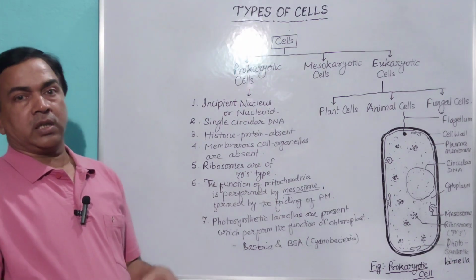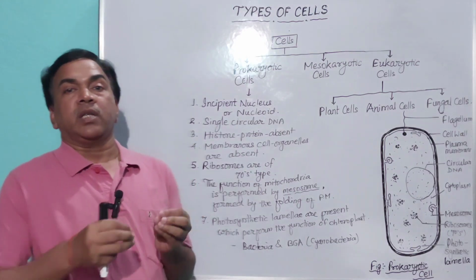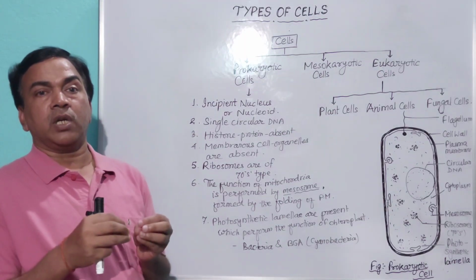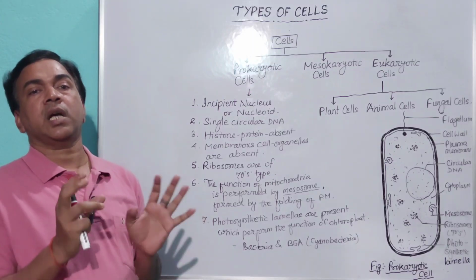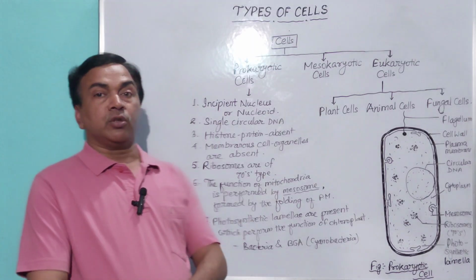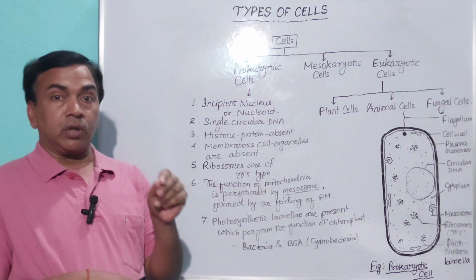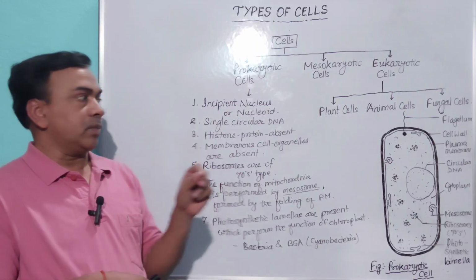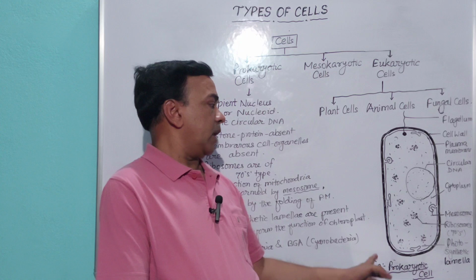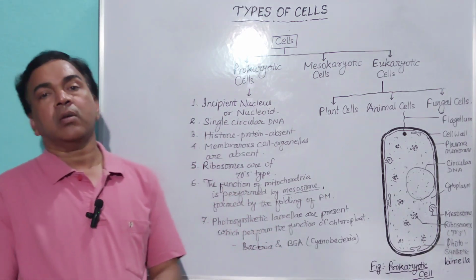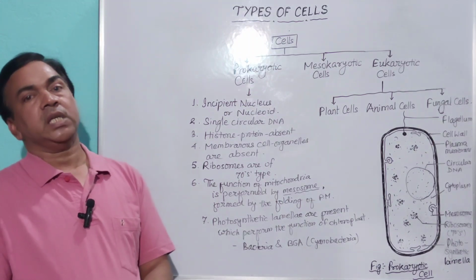So the cell is primitive type, nucleus is not present. In place of nucleus there is single circular DNA, histone protein is absent, all the membranous cell organelles are absent. Ribosome is of 70S type. The function of mitochondria and chloroplast is performed by the folding of plasma membrane called mesosome and photosynthetic lamella respectively. These are the characters of prokaryotic cells.